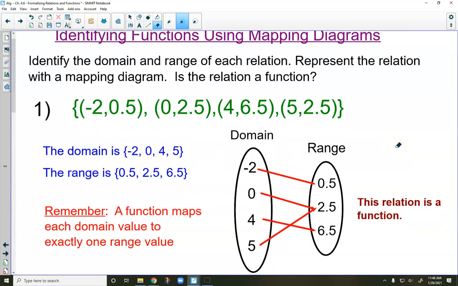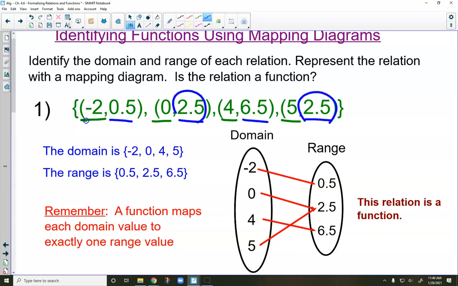The domain is -2, 0, 4, and 5. We get those numbers from all of the x values. The range is all the y values: 1/2, 2.5, 6.5, 2.5. Notice, when we write the numbers that are in the domain and the range, we write them from least to greatest, and we write them only once, even if they occur more than once. As you can see, this 2.5 occurs more than once. We still only write it once when we write it in the range.